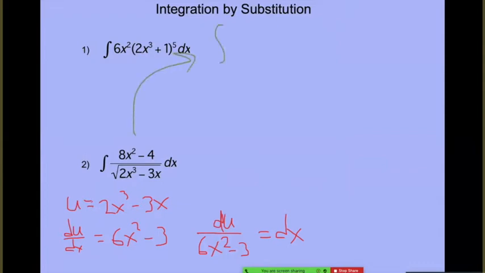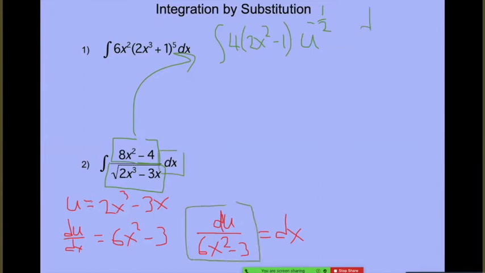We've got the integral. This 8x squared minus 4, in the interest of time, I'm going to factor out a 4 right now. So this is 4 times 2x squared minus 1. Then this part right here is going to be u to the negative 1/2. And finally, I've got to get rid of the dx, which I'm going to write as du over, let's factor a 3 out of that, so I've got 3 times 2x squared minus 1.